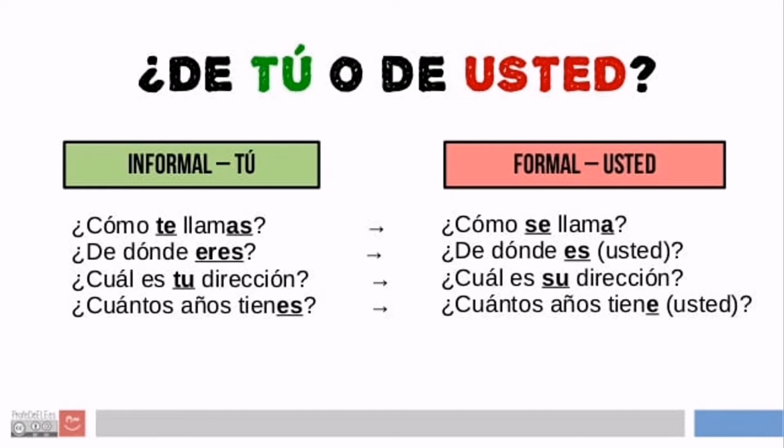Now, if we're asking the same questions but in a formal way, using usted, we're going to say, ¿Cómo se llama? What's your name? ¿De dónde es usted? Where are you from? ¿Cuál es su dirección? Where do you live? ¿Cuántos años tiene usted? How old are you? So you can use both options depending on who you're talking to.